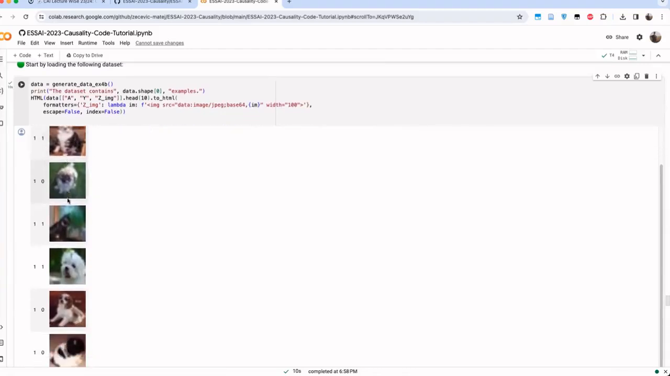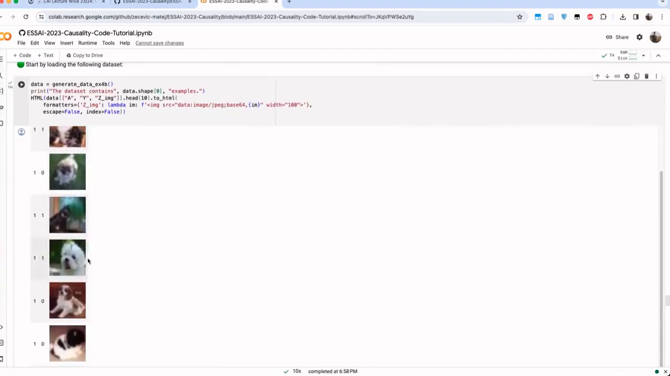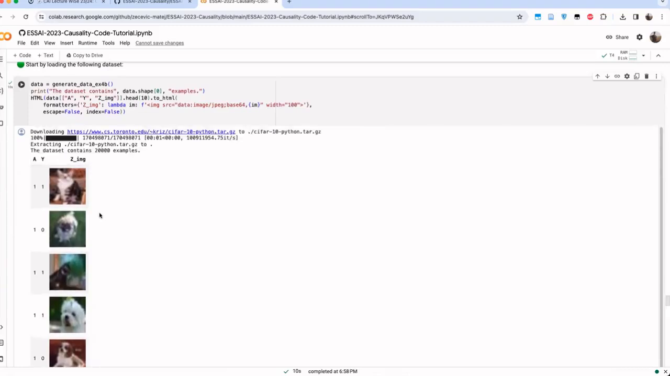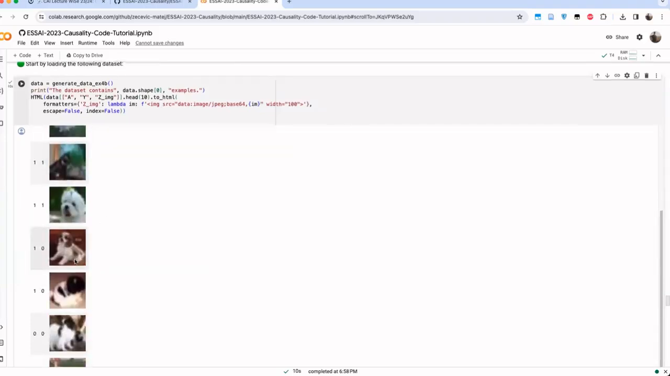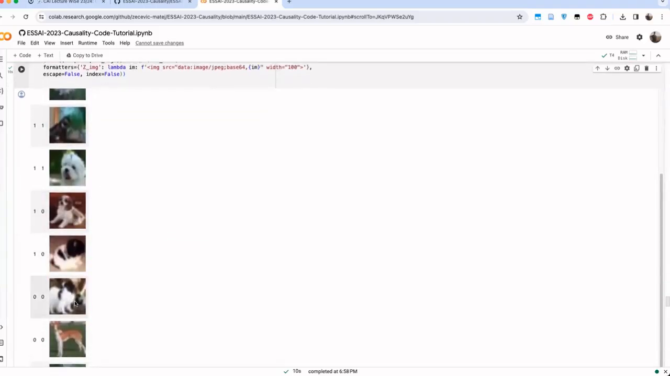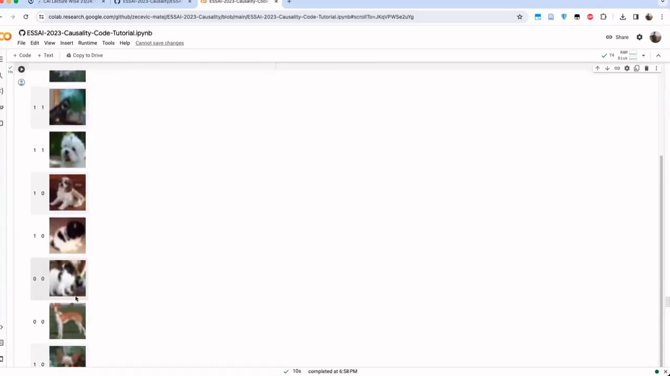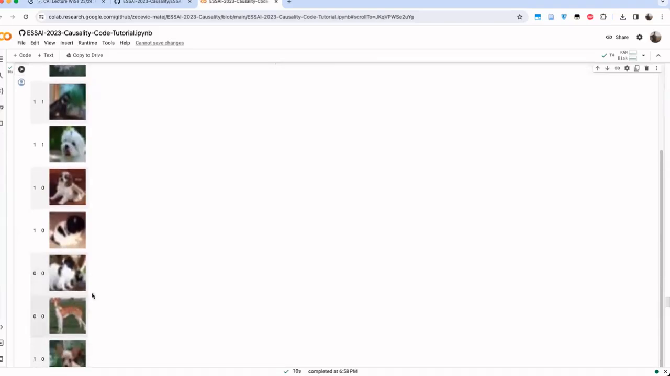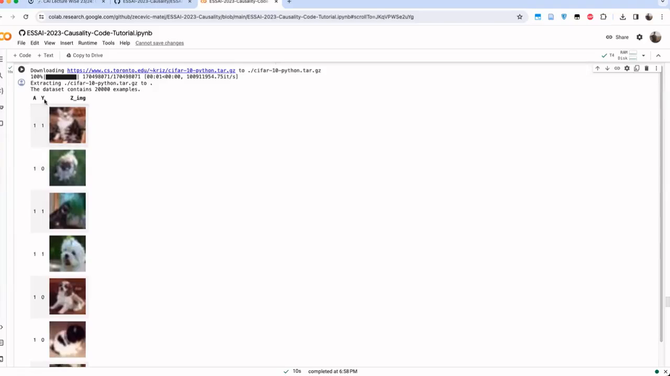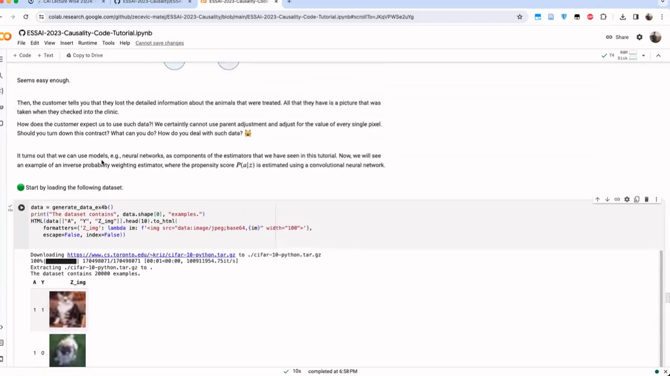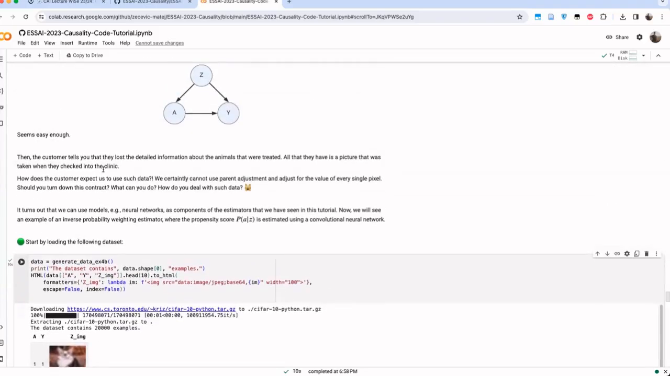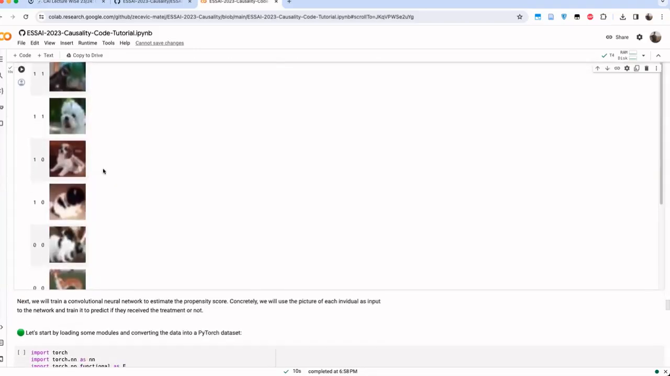As you can see, there are some pictures of dogs and cats in very low resolution. However, this is already complex, right? And then, whether they got the treatment, for example, this cat did, this dog also did, this cat did as well, and so on. But then, for example, this, whatever this is, maybe a cat, did not get it, and then this, probably a dog, also did not get it, and so forth. And then Y is just denoting whether, for example, they recovered or not, given the treatment, from whatever disease they had.